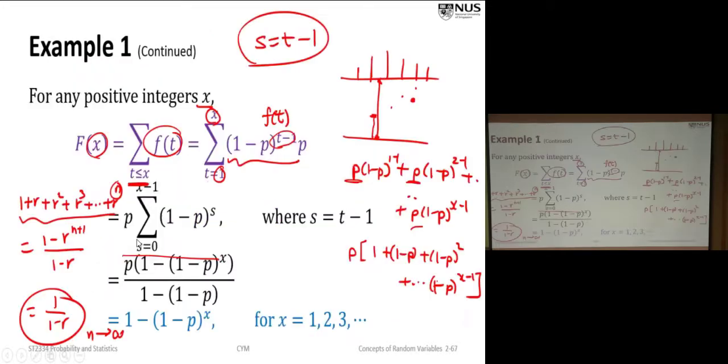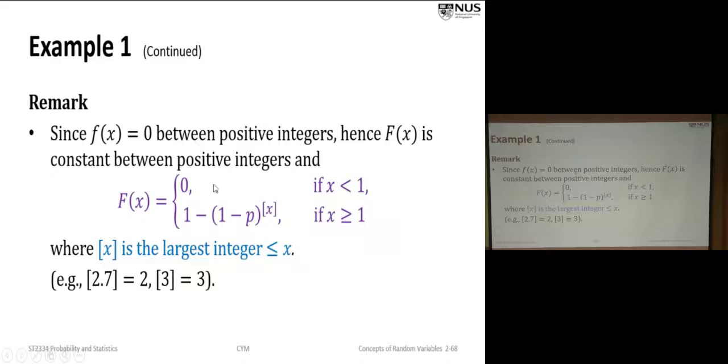First of all, I work out the integers. Then for any value which is not an integer, I have to change this to a notation, square bracket x. This may not be universal, I just define it. A square bracket x means the largest integer less than or equal to your x. For example, 2.7 means 2. If it is 3, it means 3. So this is the CDF.